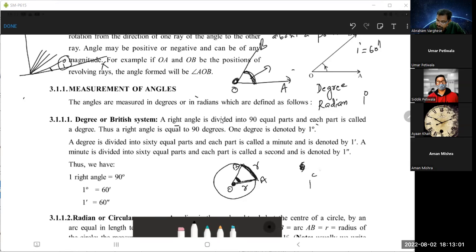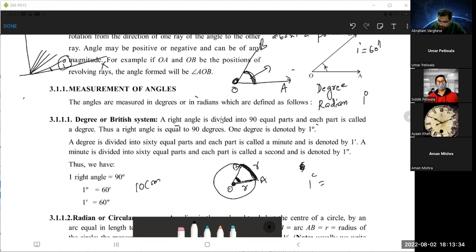So what is the definition of 1 radian? 1 radian is the measure of an angle when the arc length is equal to the radius. Arc length means this boundary length. Say for example, if the radius is 10 centimeters, what do you do? You take the arc length also 10 centimeters. From A you take 10 centimeters. At that time, what is the angle formed? That angle will be 1 radian.